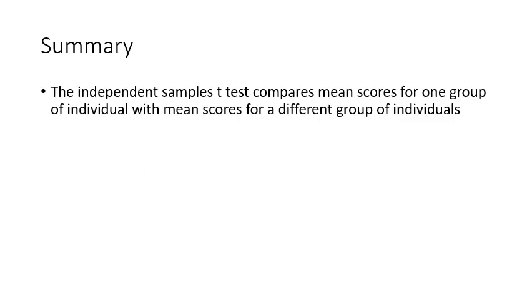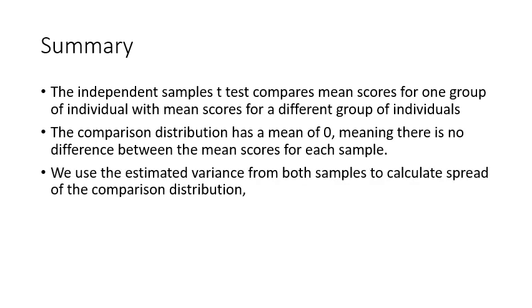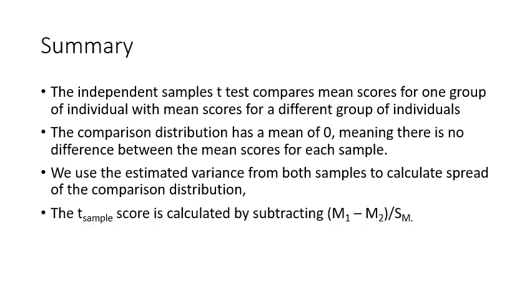So in summary, this is just an overview. We'll go through lots of examples, but in summary, the independent samples t-test compares mean scores for one group of individuals with mean scores for a different group of individuals. The comparison distribution has a mean, or center, of 0, meaning there's no difference between the mean scores for each sample. We use the estimated variance from both samples to calculate spread for the comparison distribution. And the t-score is calculated by subtracting M1 minus M2, or more commonly M2 minus M1, and dividing by the standard deviation for the distribution of means.